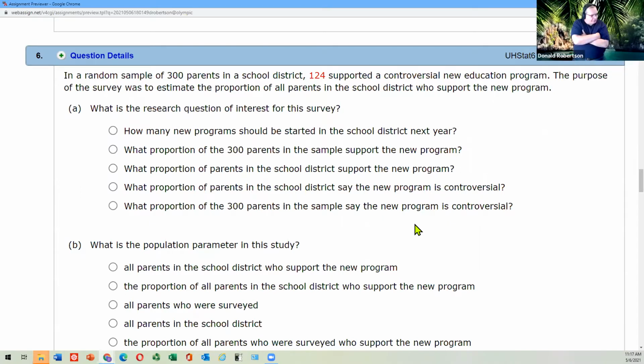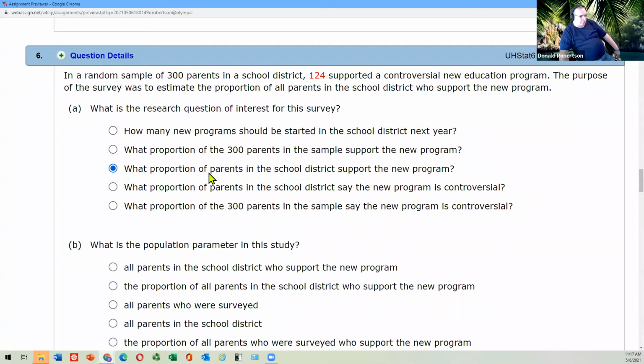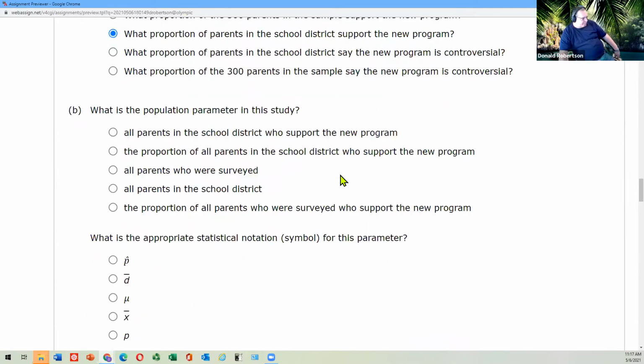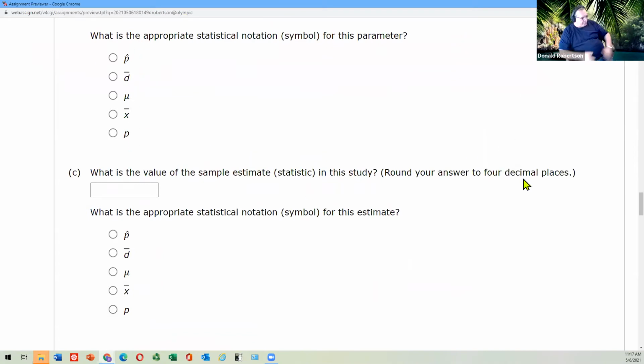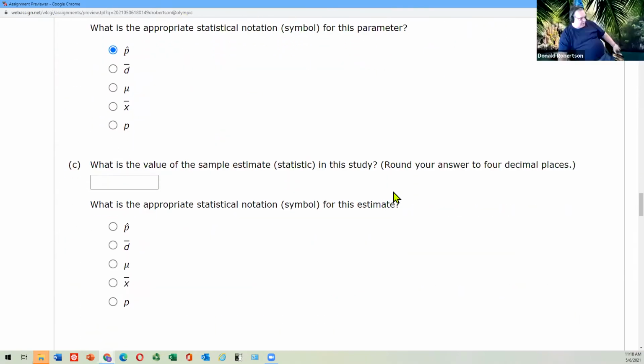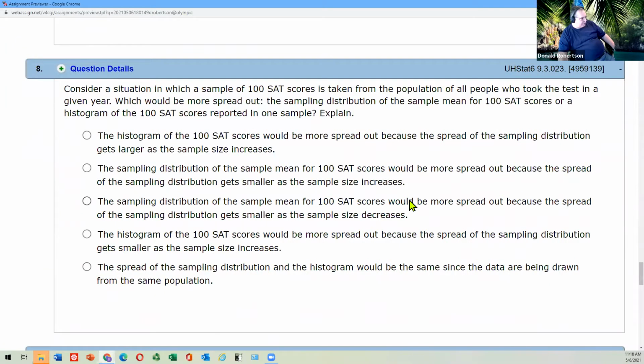Okay. What were the clues in this one? Proportion. Yeah, definitely. Parent, yeah. It might have helped if they said what proportion of all parents. I think we're just assuming that the word all is implied in the way they phrased it. Which one of these symbols would you use for a sample proportion? P hat. That one. It's very similar questions, so I'll just go by that one.